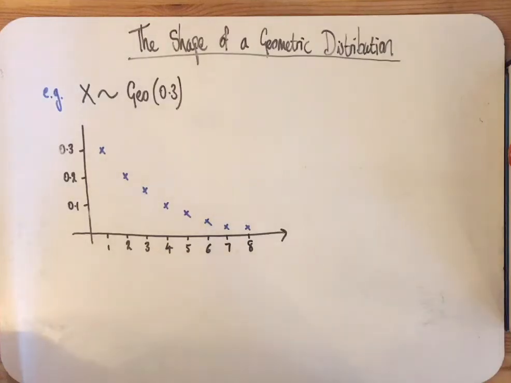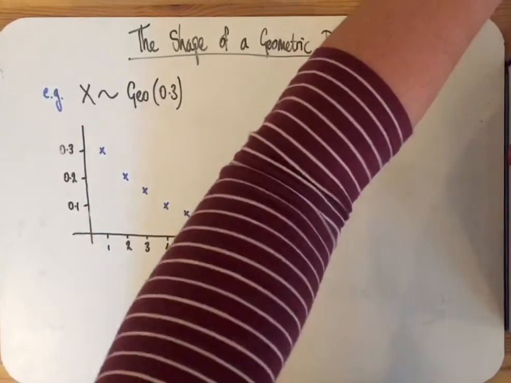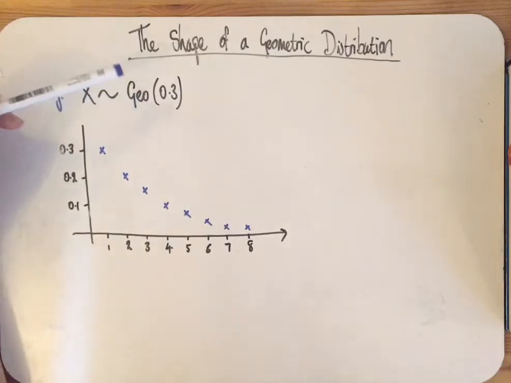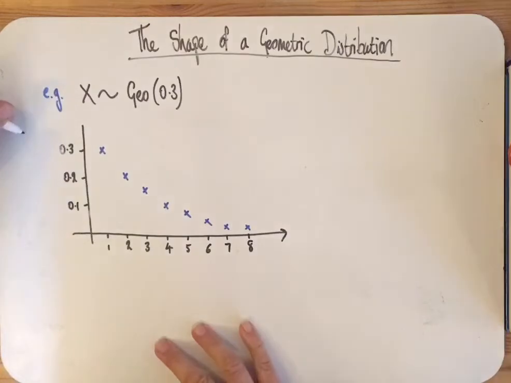Okay, we're going to look at the shape of a geometric distribution. I want to prove results for total probability and expectation. I won't do variance because it's quite long, but if you're interested, I'm really happy to go through it with you in class.